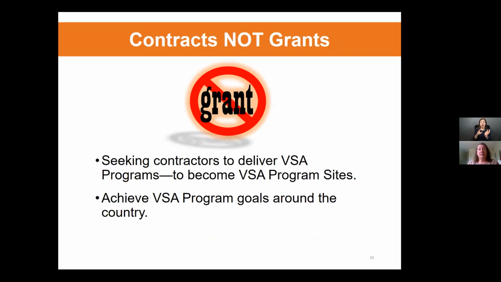Contracts, not grants. These RFPs are for contracts. They're not for grants. And I can't stress this enough. The Kennedy Center is seeking contractors to deliver VSA programs to become VSA program sites. We want our VSA programs to impact as many of our constituents as possible. Our constituents are students with disabilities, pre-kindergarten through grade 12. We're looking for good contractors to help us to do this by achieving our program goals around the country.